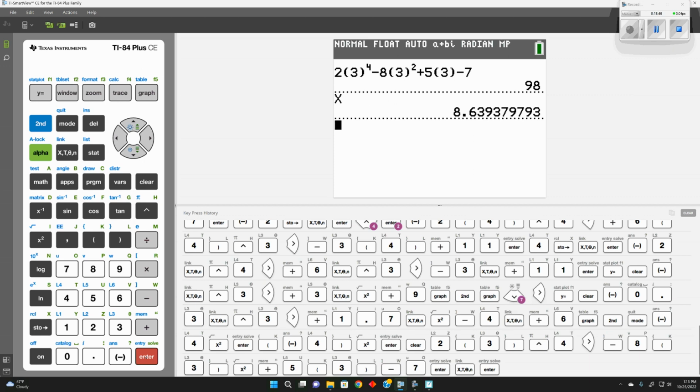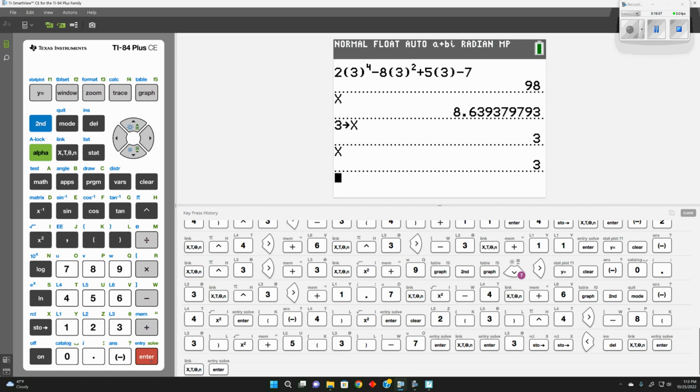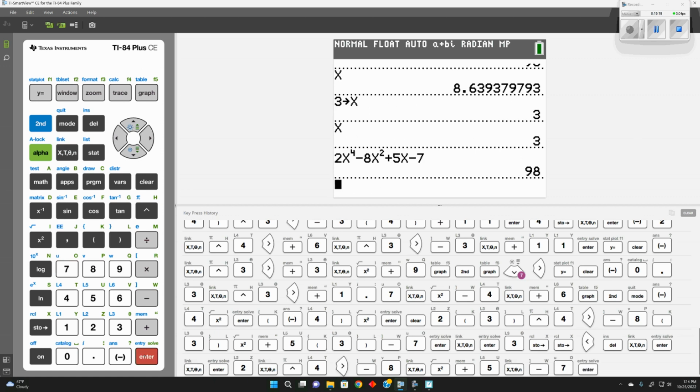Now what we can do is 3, and this button down here, STO, S-T-O, is telling it, I want you to take the value of 3 and store it in X. If I hit X, it's going to say it's 3. So what we could do is 2x to the fourth minus 8x squared plus 5x minus 7.